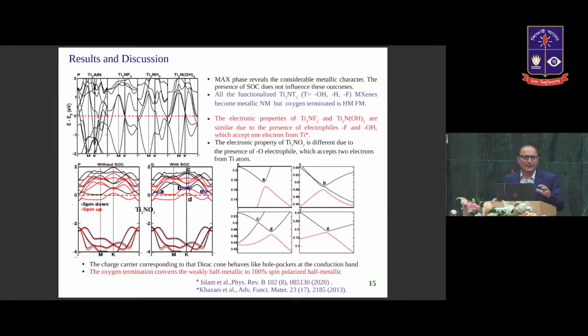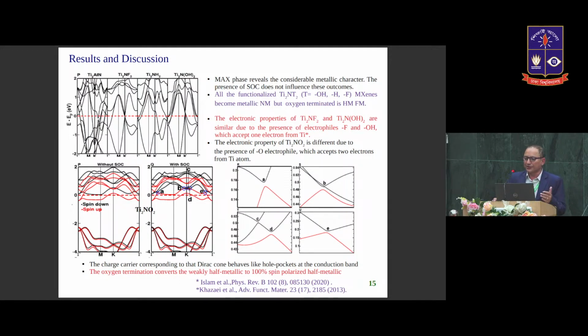Then, for the properties of ferromagnetism or another property, we use Ti2AlN. This is the MAX phase, the first one. Another one is Ti2NF2 functionalization, then another is Ti2NS2 functionalization, another is OS functionalization, and the one below is O2 functionalization. We observe that the MAX phase reveals considerable metallic character. Similarly, the presence of SOC doesn't influence the outcomes because it is a non-magnetic material; there is less effect of spin orbit coupling.